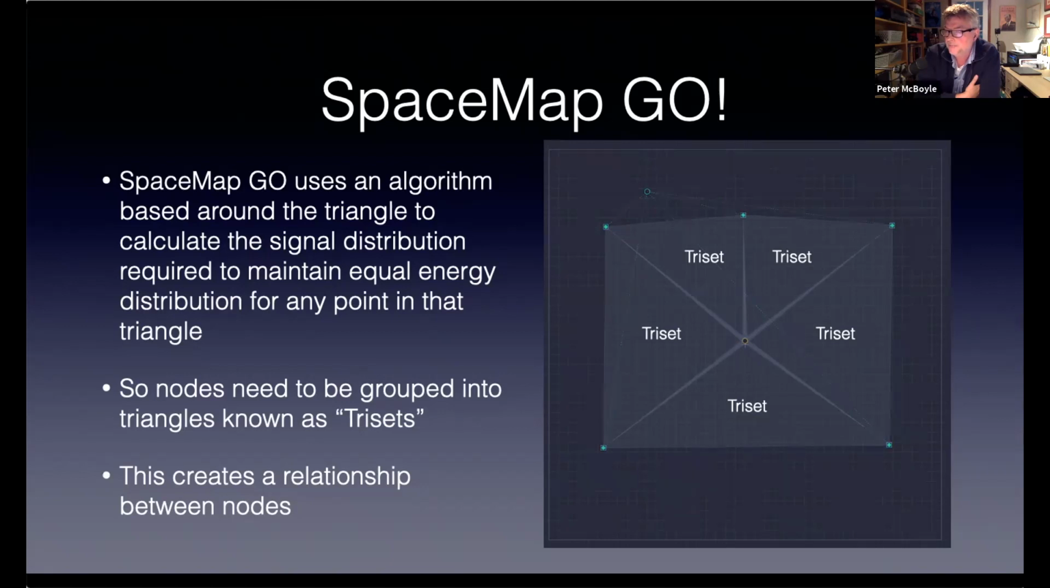So in this case, you can see in the 5.1, we have 5 trisets. Each one consists of 3 nodes. In all cases, there are 2 speaker nodes and 1 virtual node. That is how the algorithm decides how much energy goes to each physical speaker and creates the node. And it's actually a key element of a good space map, figuring out which triset and how to distribute the trisets.